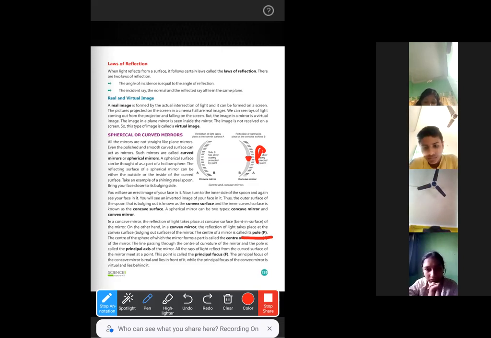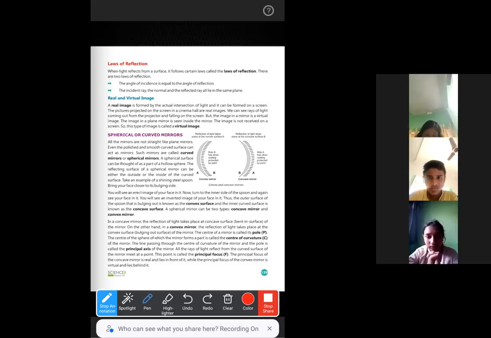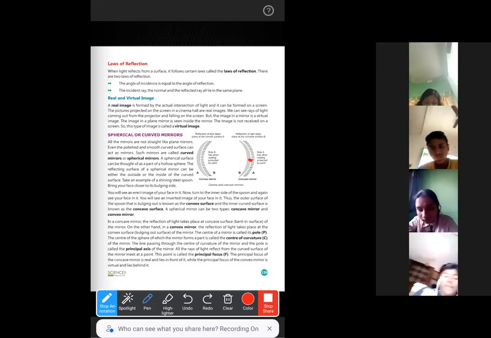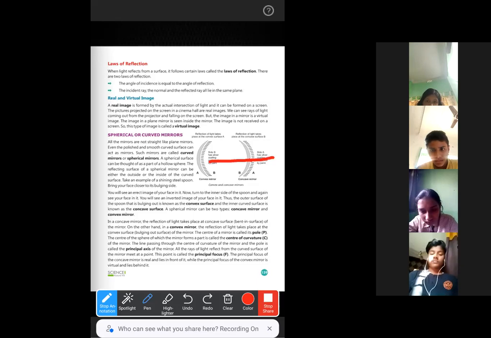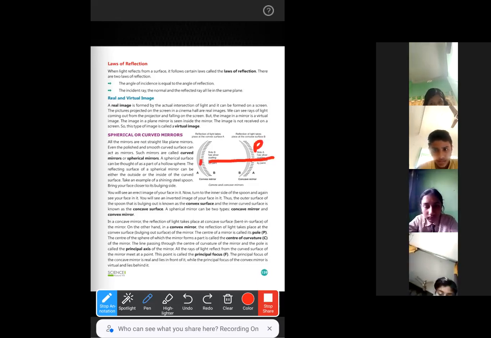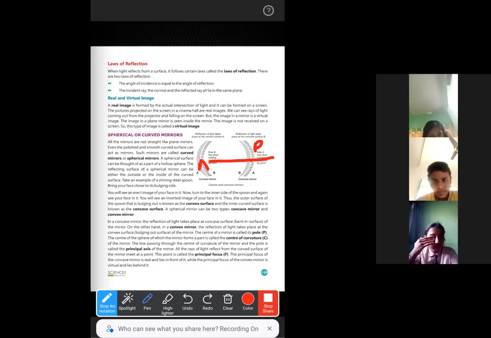Now what is the center of curvature? The center of curvature is the center of the sphere of which the mirror forms a part. That means if this is the pole, and we draw a line through the pole, that will be called the principal axis. So this one will be the principal axis, this will be the pole, and here, this point will be called the center of curvature.